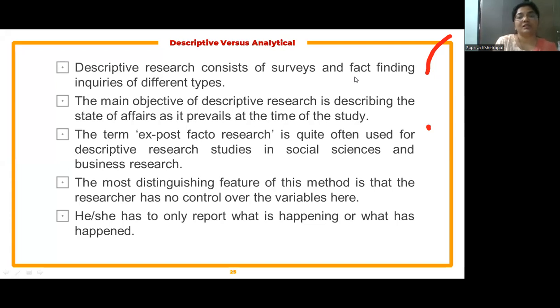Okay, so ex post facto research is quite often used for descriptive research in studies in social science and business research. तो ये जनरली ex post facto research जो है ये हमारा descriptive से related है और इसमें immediate actions वाला आपको नहीं मिलेगा. The most distinguishing feature of this method is that the researcher has no control over the variable here. तो ये आपका वेरिएबल के ऊपर कोई कंट्रोल नहीं होगा.